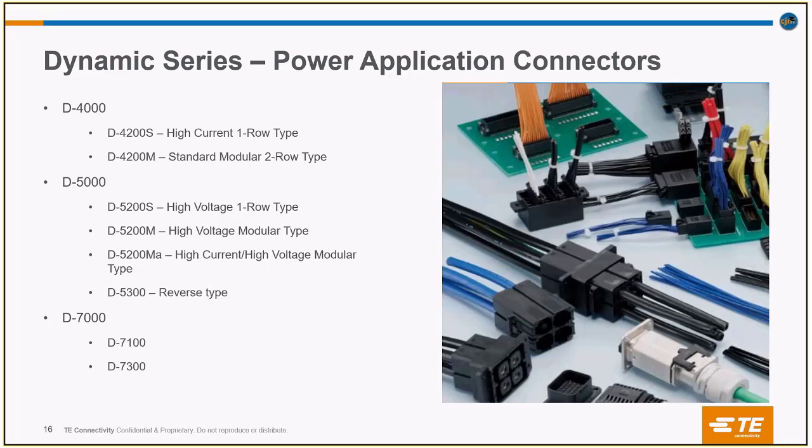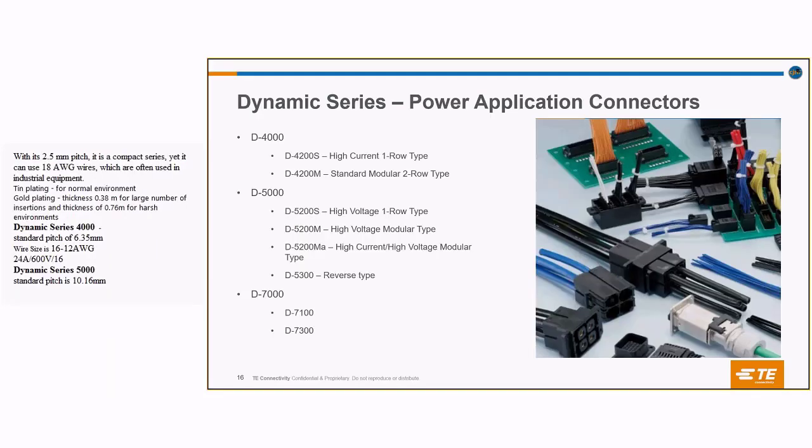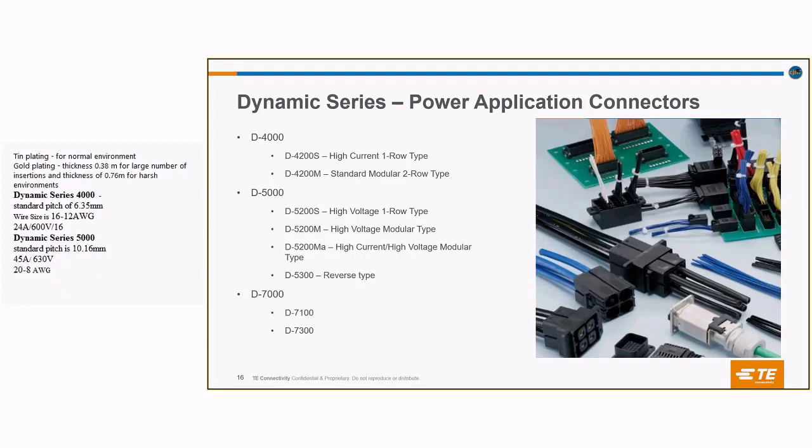4200S and 4200M. For the dynamic series 5000, you can say that this is the main power series offering most options, apart from the D3000 series. The standard pitch of dynamic series 5000 is 10.16 mm. Standard pitch is 10.16 mm, and the current carrying capacity, imagine again, as the number goes higher, the current carrying capacity goes higher, 45 amperes. The voltage is 630 voltage, and the wire size is 20 to 8. That's the range of the wire size of D5000, 20 to 8 AWG.